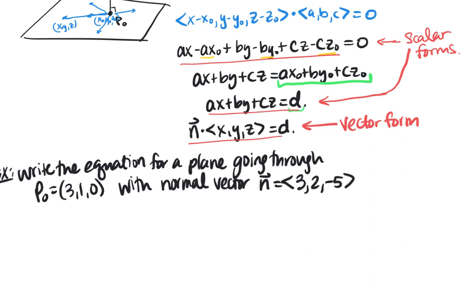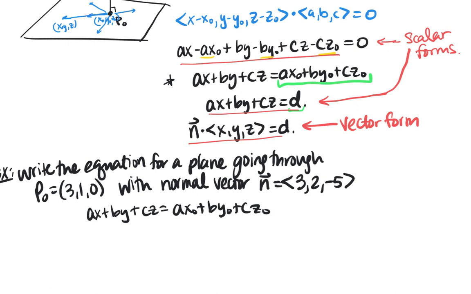Okay, so say I want to write that down. Well, all I do is I can just plug it in. I'll write it using this one. So I'll have ax plus by plus cz equals ax naught plus by naught plus cz naught. So I'm just going to put those in.